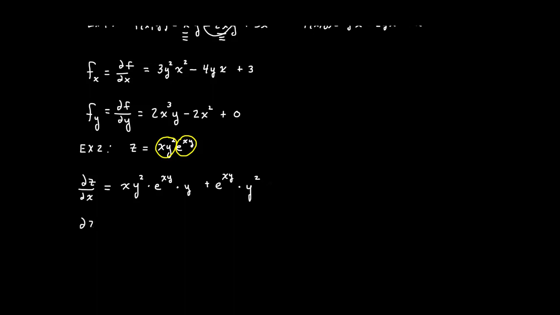And the partial derivative of z with respect to y, same deal. We have first term, derivative of the second, so e to the stuff times the derivative of stuff. Since x is a constant, it is the coefficient of y, so times x, plus e to the xy, and then the derivative of xy squared with respect to y. The 2 comes down to join the x, y to the power of 1.